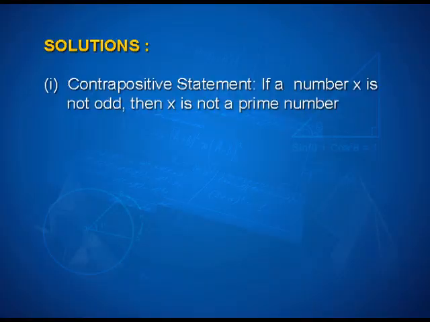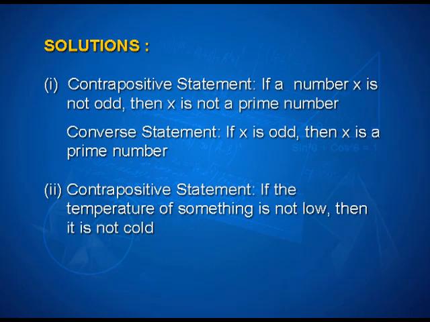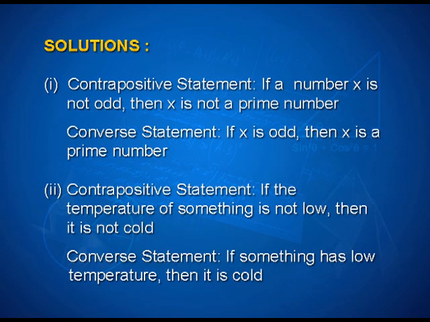First, the contrapositive statement will be, if a number x is not odd, then x is not a prime number. The converse statement will be, if x is odd, then x is a prime number. In the second case, the contrapositive statement will be, if the temperature of something is not low, then it is not cold. The converse statement here will be, if something has low temperature, then it is cold.